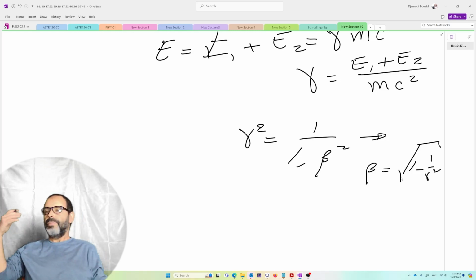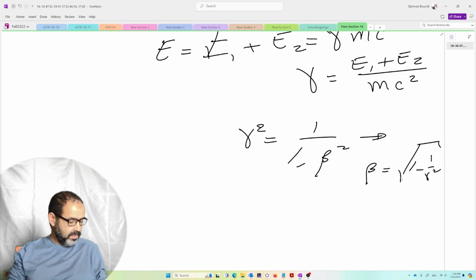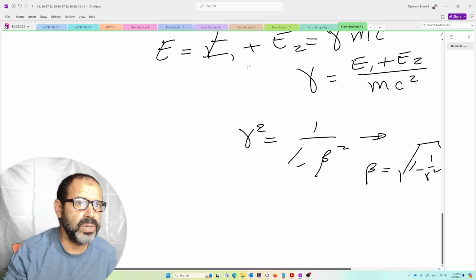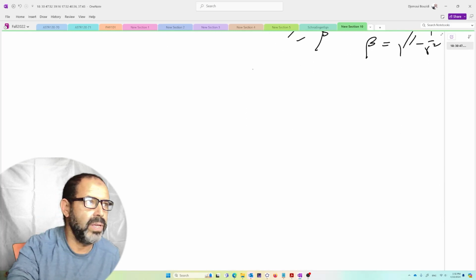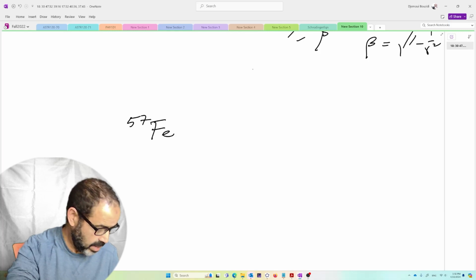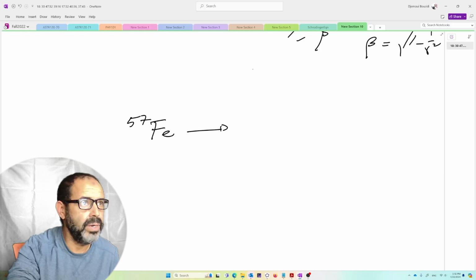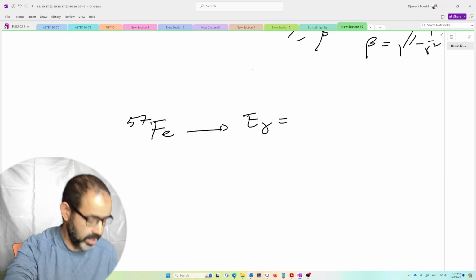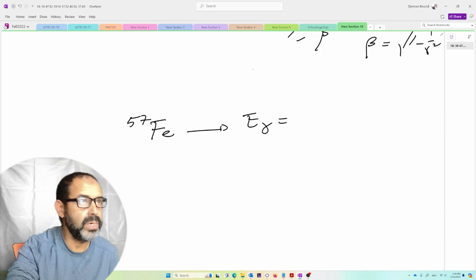So this is problem 47. Okay. Problem 52 is actually similar in a sense. You have an iron 57 atom, and it emits a photon, and they gave you the energy of the photon to be 14 kilo electron volts.